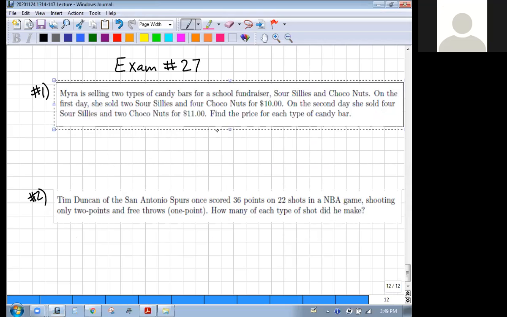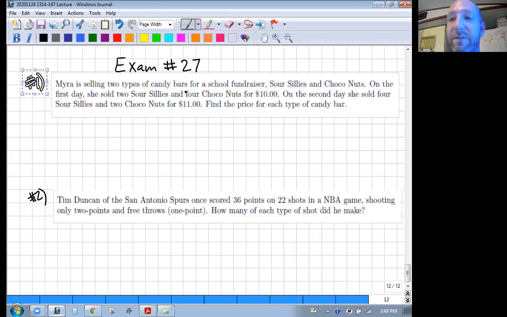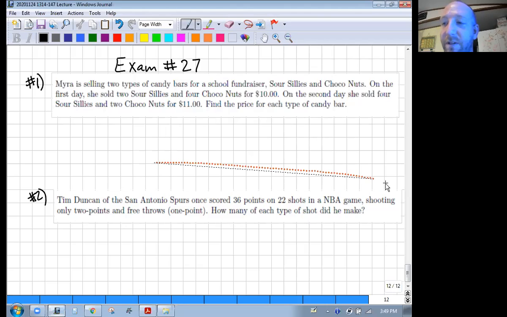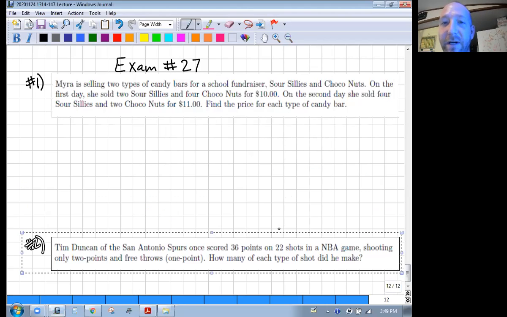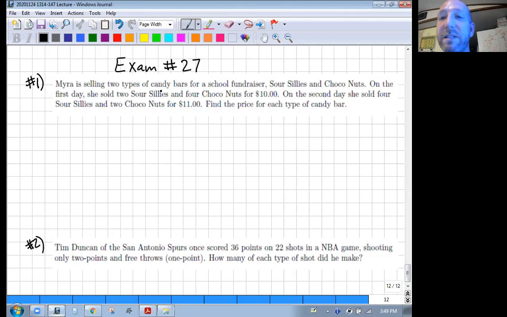So these are the ones where there's two things to figure out. You need to come up with two equations. Here they say Myra is selling two types of candy bars for a fundraiser, Sour Sillies and Choco Nuts. On the first day, she sold 2 Sour Sillies and 4 Choco Nuts for $10. So that gives us one equation right there. On the second day, she sold 4 Sour Sillies and 2 Choco Nuts for $11. Find the price of each type of candy bar. So that tells us what the variables are right there.